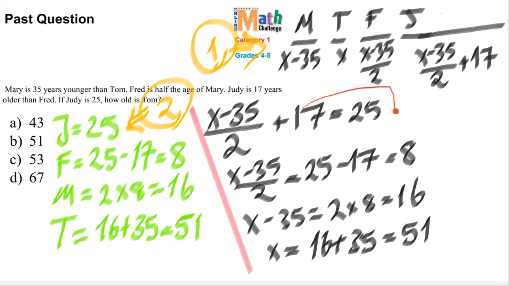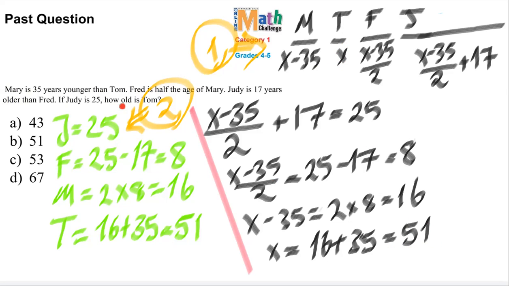Then if you move 17 here, it will be subtraction, or we subtract 17 from both sides. So this fraction equals 8. Then we do the cross product, so 2 goes there as product. X minus 35 is 2 times 8, which is 16. And then we carry 35 to the other side. X equals 16 plus 35, 51. And the question is Tom's age. Tom is X years old and X is 51.